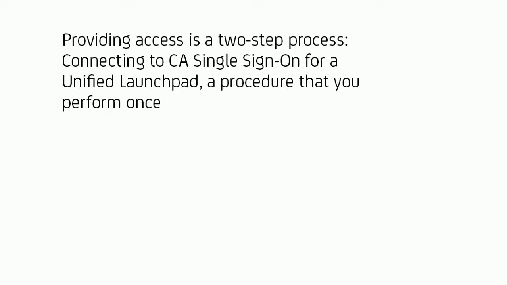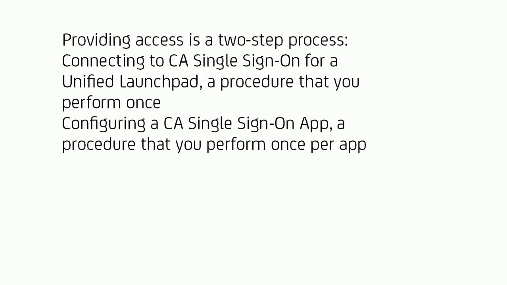Providing access is a two-step process. First is connecting to a CA Single Sign-On for a unified launchpad, a procedure that you perform once. The second is configuring a single sign-on app, a procedure that you perform once per app.